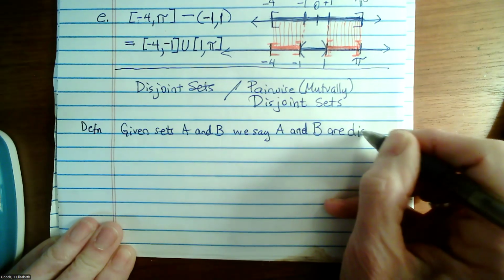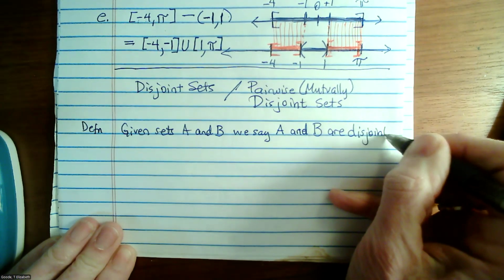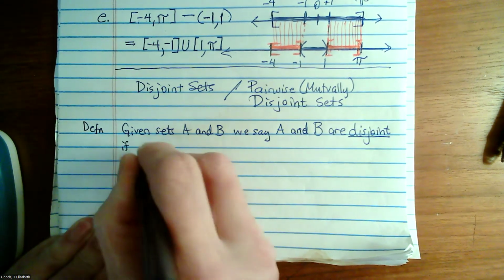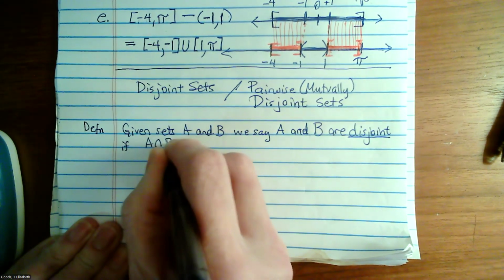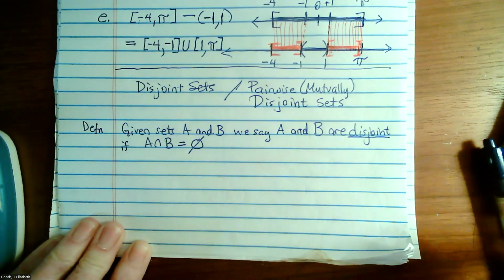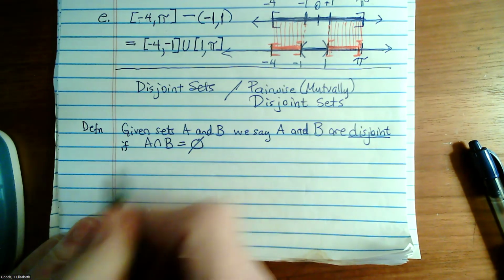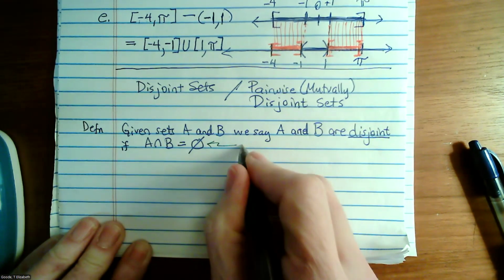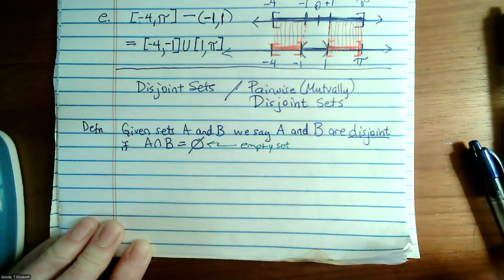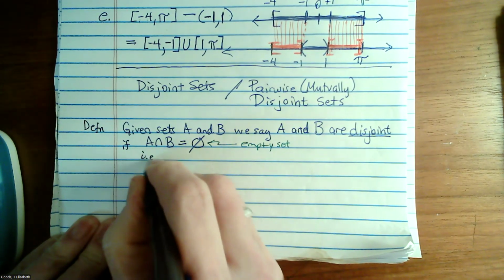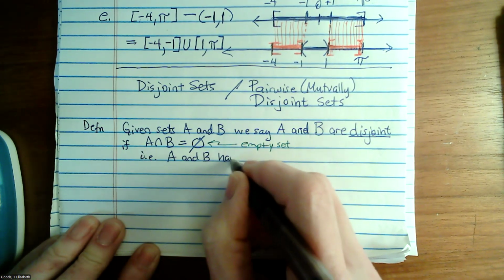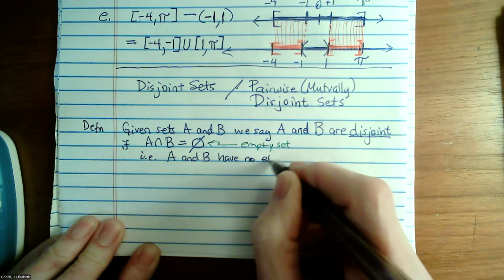That's what we're defining, what it means for them to be disjoint. If A intersect B is equal to the empty set. Remember the symbol for the empty set? It looks almost like a computer science 0, but not quite. It's rounder. Remember, that's our empty set. There's nothing in there. So we can even say that, i.e., A and B have no elements in common.